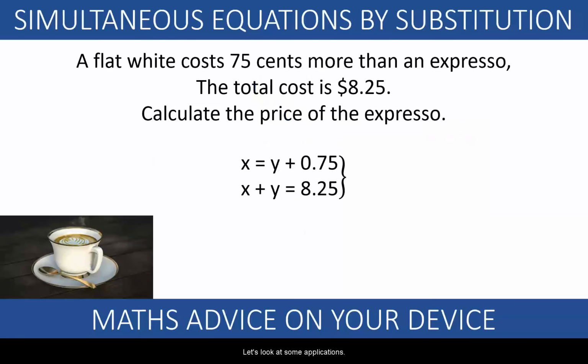Let's look at some applications. A flat white costs 75 cents more than an espresso. The total cost is $8.25. Calculate the price of the espresso.